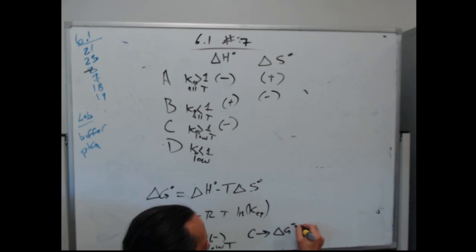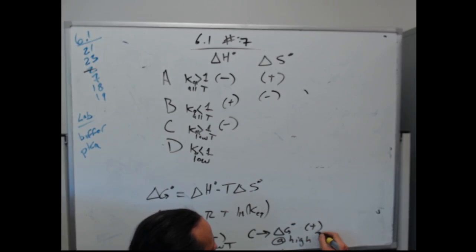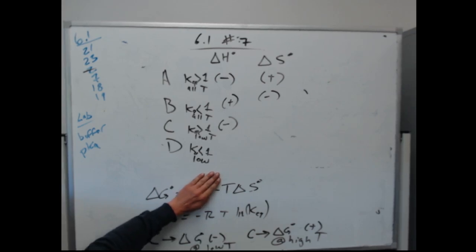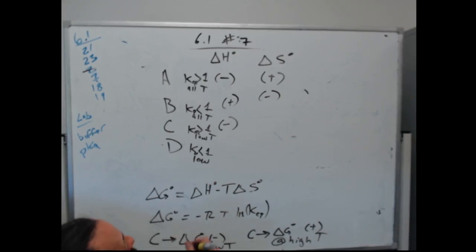At high temperatures, delta G goes positive. So at high temperatures, this negative T delta S term dominates. And if delta H is gone, the only way that delta G can be positive is if delta S is negative, so that the negatives cancel each other out. So that's going to be negative, negative. And then part D is just the flip of part C. So it ends up being positive, positive. It's a little thought experiment.